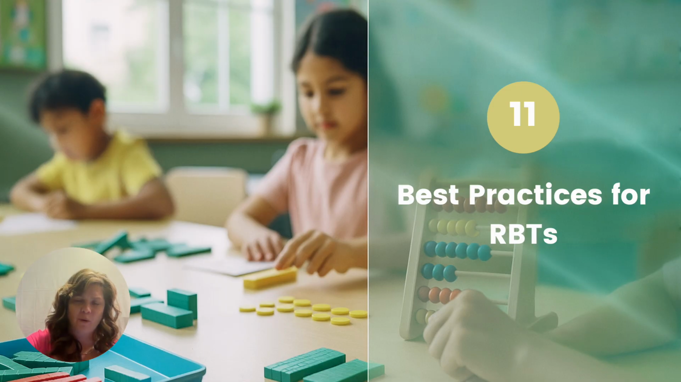Let's say you're running a program. Point to the apple. You give the instruction. Now you have a decision to make. Do you wait? Do you prompt immediately? Do you give a gesture? This is where your training comes in. The difference between a strong RBT and an average one is this. A strong RBT is intentional with prompting, not automatic and not rushed.